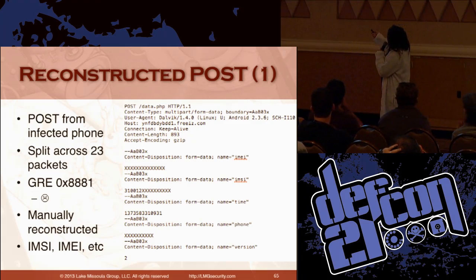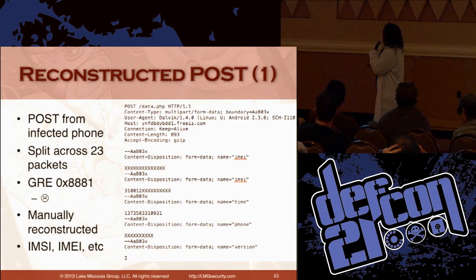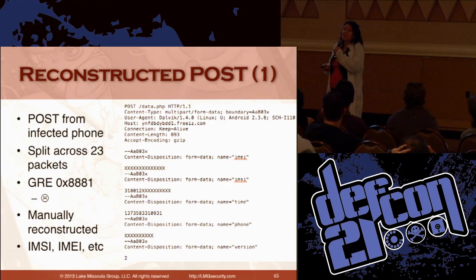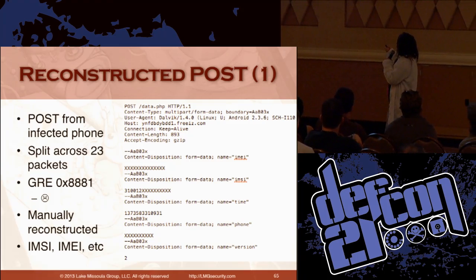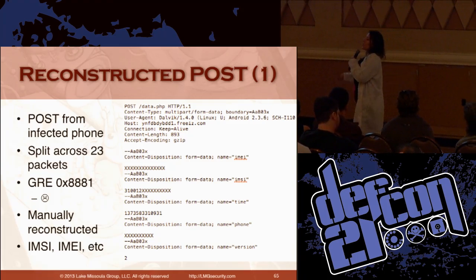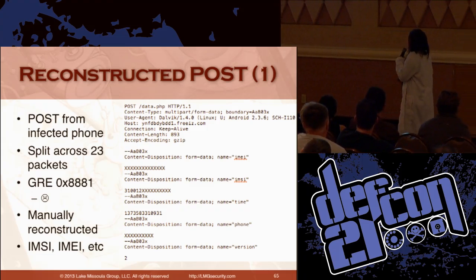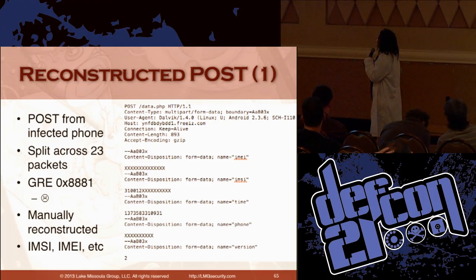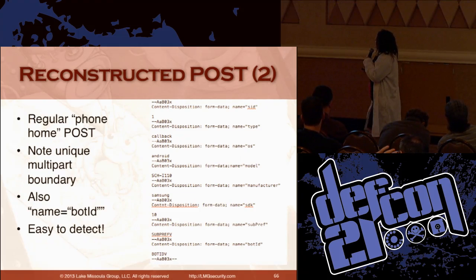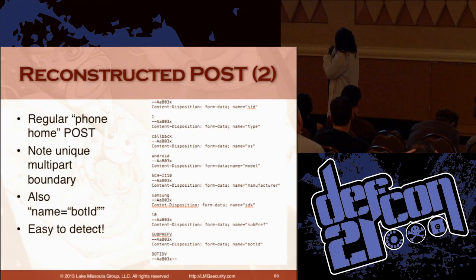It's pretty long. It has that unique multi-part boundary right here, AABO3X, and that's pretty easy to alert on. You can just stick that into Snort. It sends the IMEI, the IMSI, so you can tell the phone's number from the post to the attacker, and the attacker can tell that. Information about the phone, the version, what time it thinks it is. Also the name bot ID and some other stuff in there.